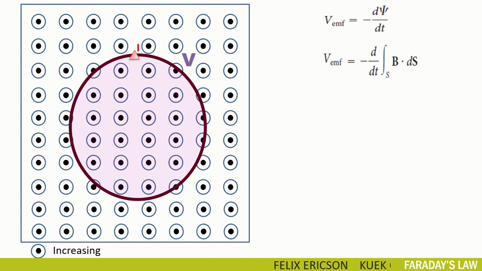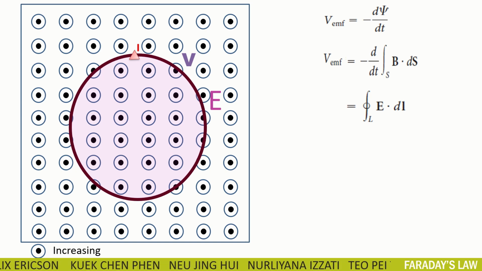Faraday's law states that the absolute value or magnitude of the circulation of the electric field around a closed loop is equal to the rate of change of magnetic flux through the surface enclosed by the loop. Hence, we can express the EMF formula as follows. And remember that although the static electric field is a conservative field, the electric field produced by a changing magnetic field is a non-conservative field.